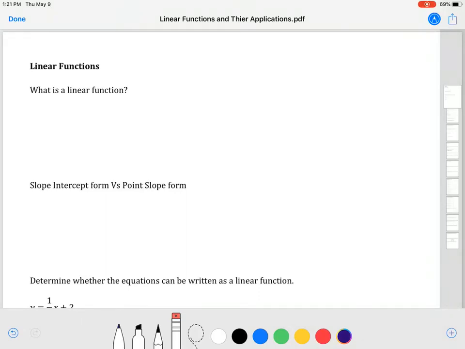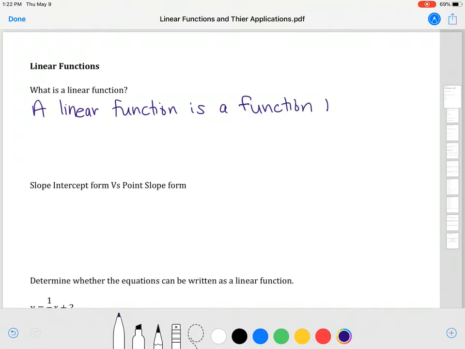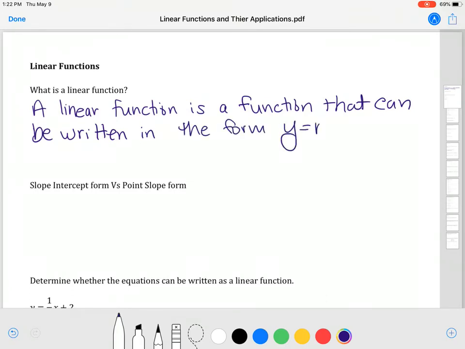In this section, we're going to discuss linear functions. So first, let's define what a linear function is. A linear function is a function that can be written in the form y equals mx plus b.